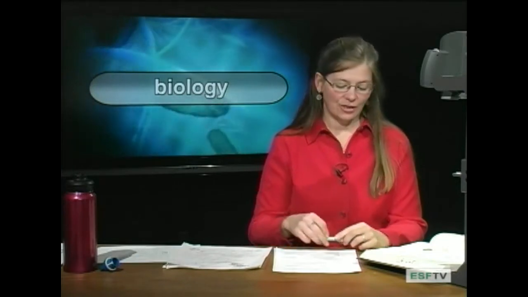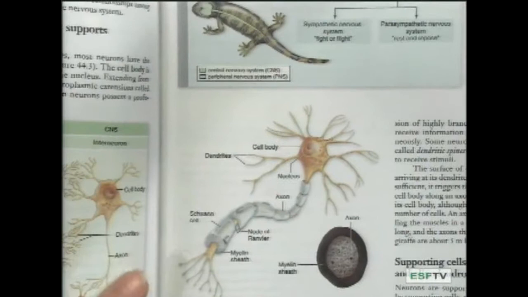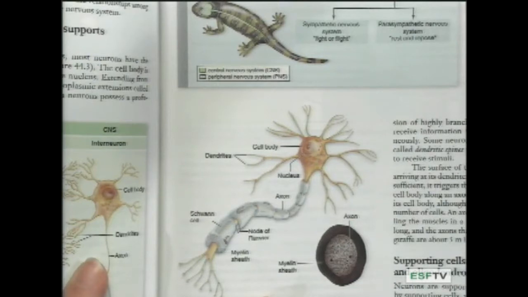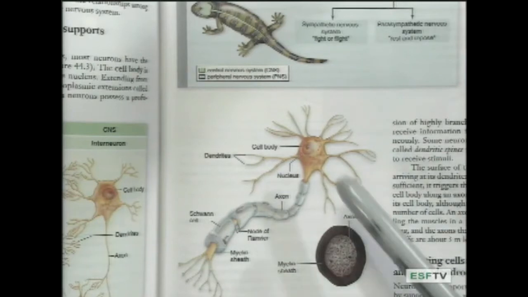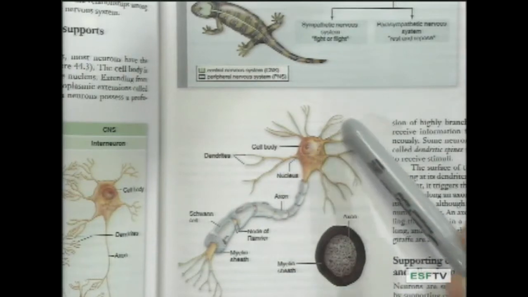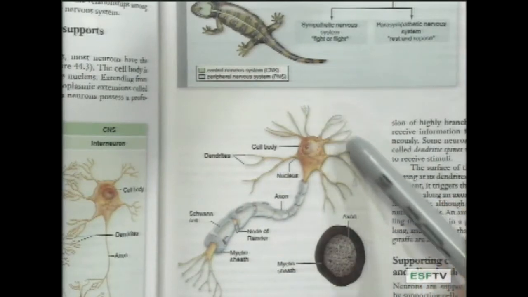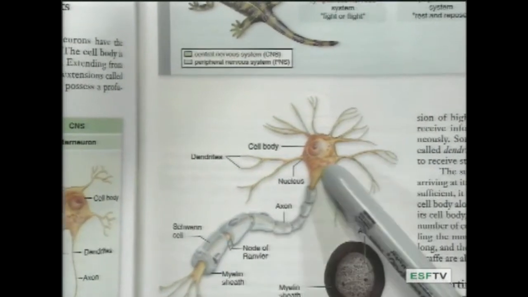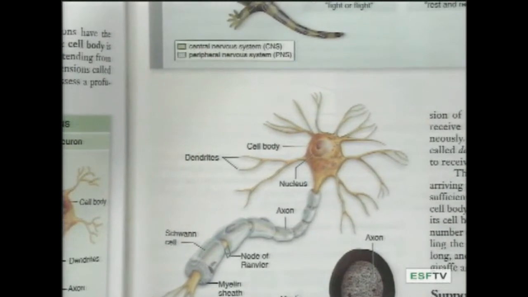So let's take a look at the document camera here and briefly take a look at this basic unit of the nervous system. Most neurons have the same basic structure, and they consist of three parts: the nerve cell body here, dendrites that receive sensory information, and an axon that leads away from the nerve cell body. So with that, let's take a chance here to draw this.